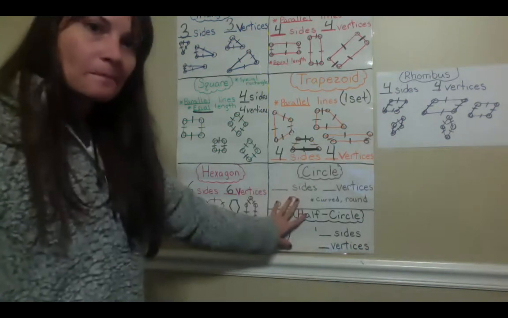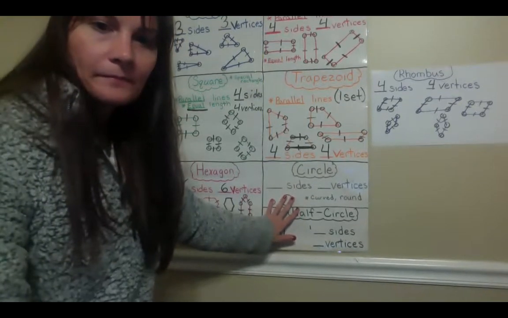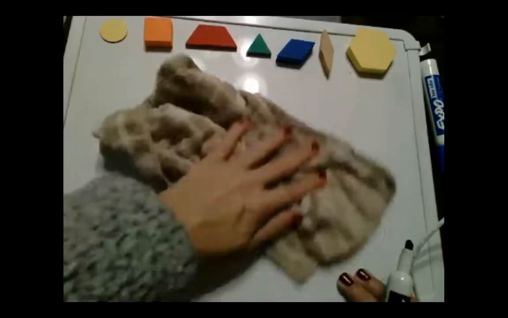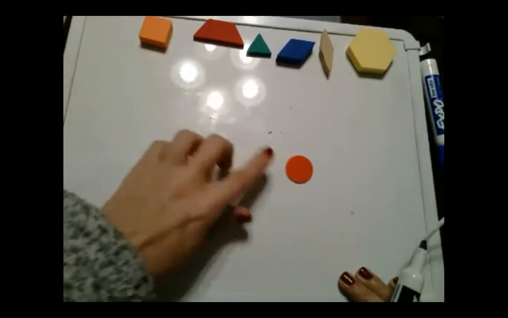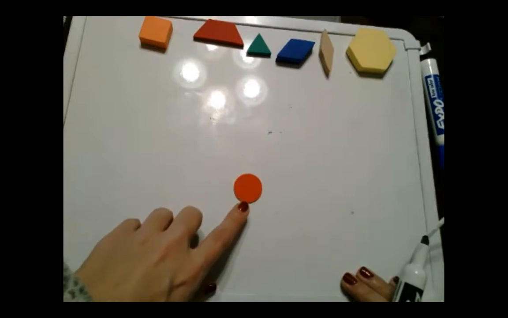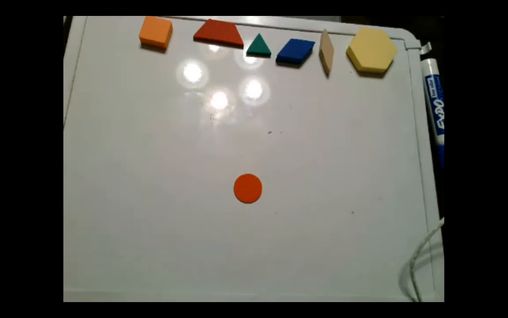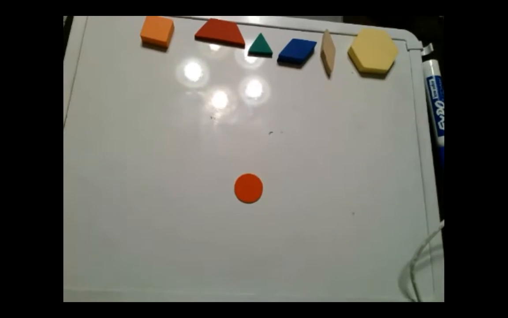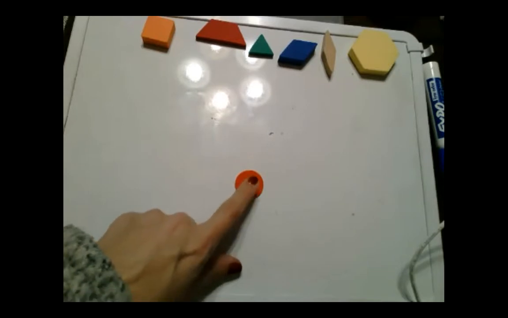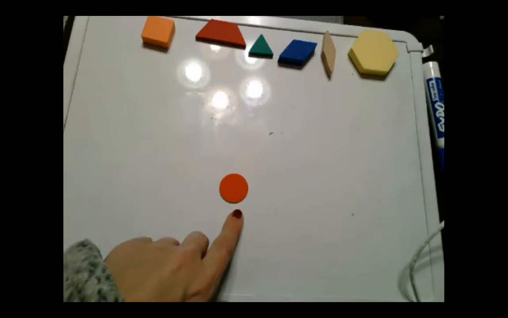What about our circle? Let's look at a circle. If I have a circle, I'm going to turn this over this way so you can see it a little bit better. What do you notice that's different about the circle? What do you notice? I notice that I don't see any straight sides. All the sides are curved.